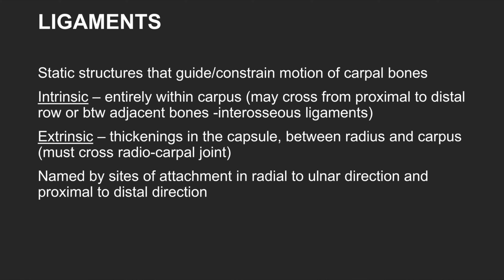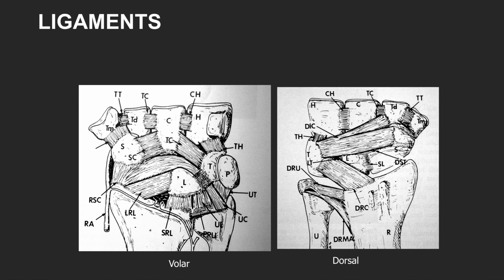They're named by the site of attachment, and the order goes from radial to ulnar and proximal to distal. So we call it a scapholunate ligament, not a lunoscaphoid ligament. And here's a depiction looking at it from a volar point of view on the left side and a dorsal point of view on the right side.